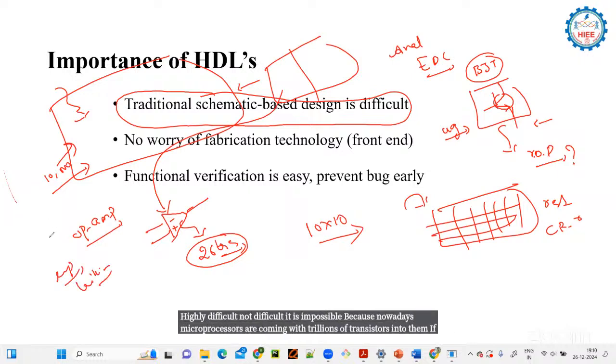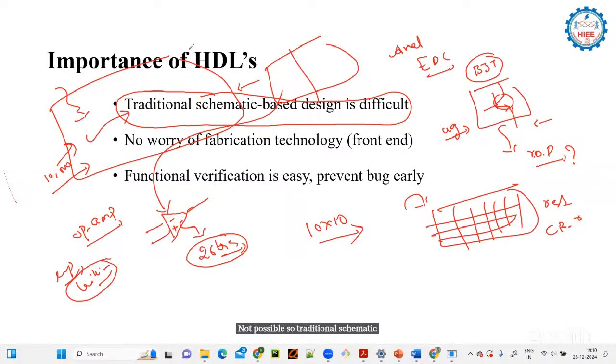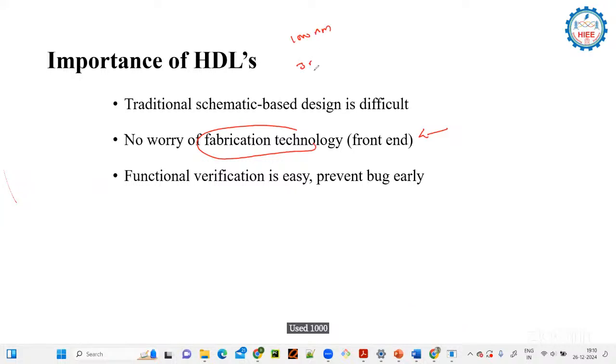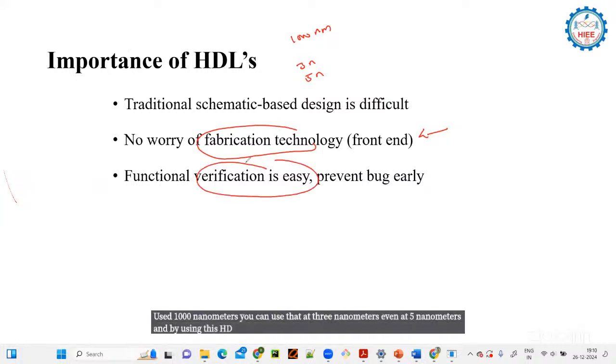If you see, Nvidia has recently released an AI chip which has trillions of transistors in it. Can you verify that manually? Not possible. So traditional schematic based design is quite difficult. That is the biggest advantage of these HDLs, where everything can be simulated online. And as I have told you, we need not bother about fabrication technology. Whatever you have used at 1000 nanometers, you can use at 3 nanometers, even at 5 nanometers. And by using this HDL, functional verification is quite easy.